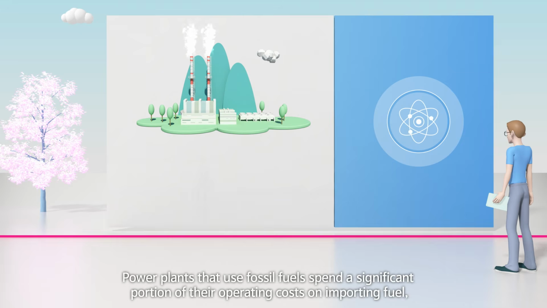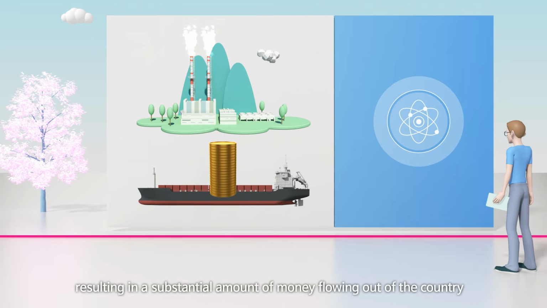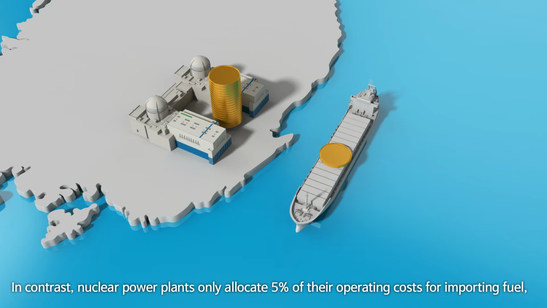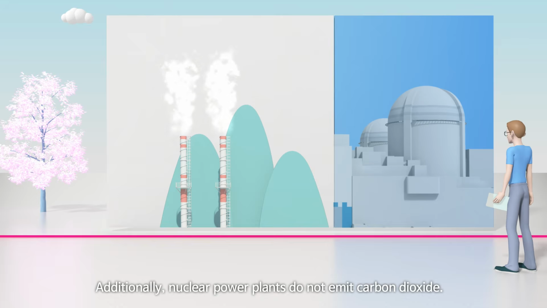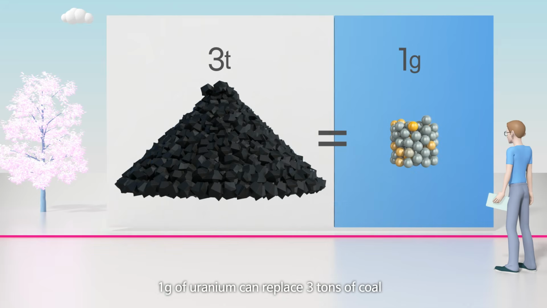Power plants that use fossil fuels spend a significant portion of their operating costs on importing fuel, resulting in a substantial amount of money flowing out of the country. In contrast, nuclear power plants only allocate 5% of their operating costs for importing fuel, while the remaining 95% stays within the country. Additionally, nuclear power plants do not emit carbon dioxide. 1 gram of uranium can replace 3 tons of coal.